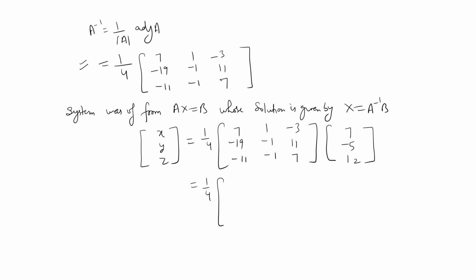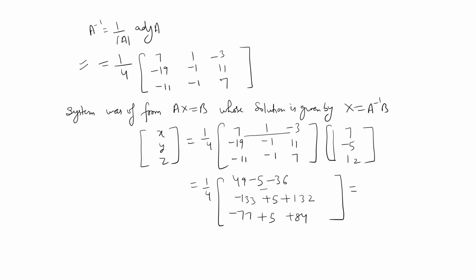So to get the overall result, let us multiply. So this is row and this is column. So it is 49 minus 5 minus 36, right? It is minus 19 into 7 is minus 133 plus 5 plus 132. And it is minus 77 plus 5 and plus 84.